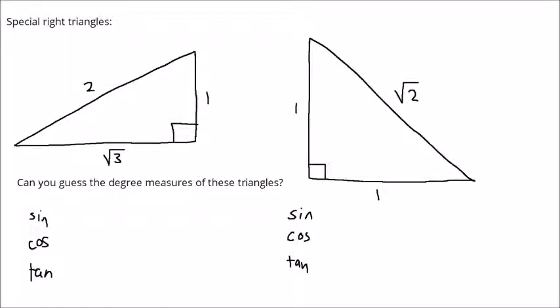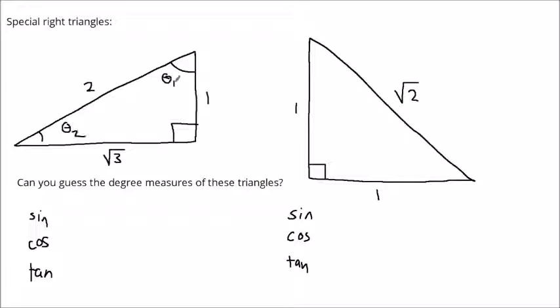That's basically what complementary means. So we have our special right triangles right here. What's our special right triangle? And can you guess the degree of these measures of these triangles? Well, first of all, we'll work out the sine, cosine, tangent first. So this is theta 1, and this is theta 2.